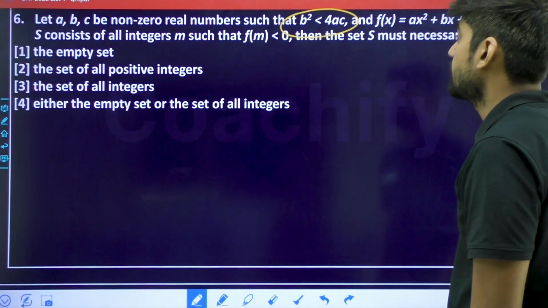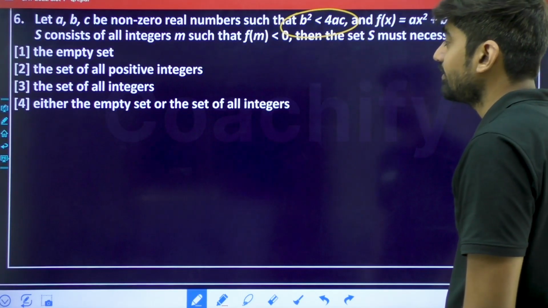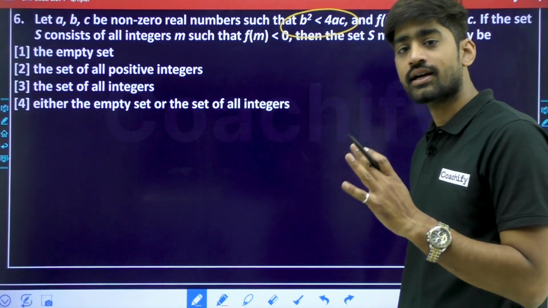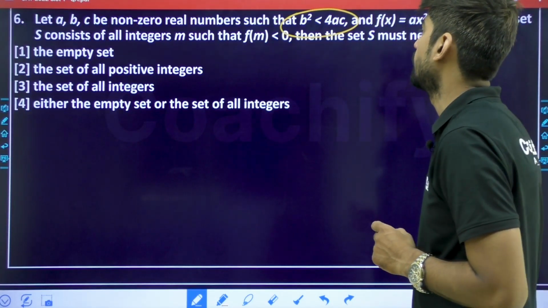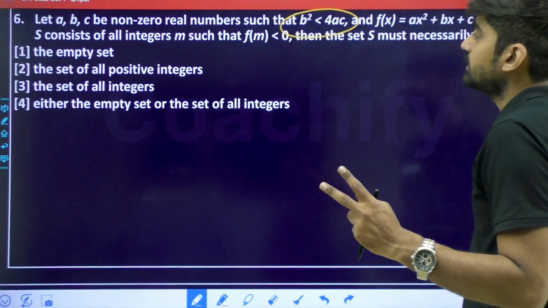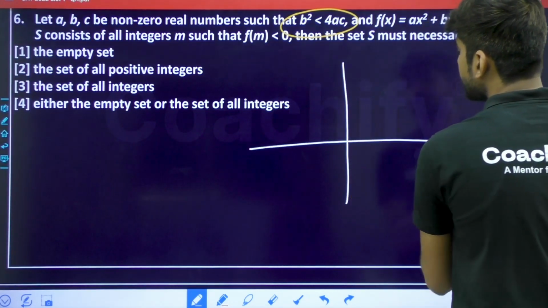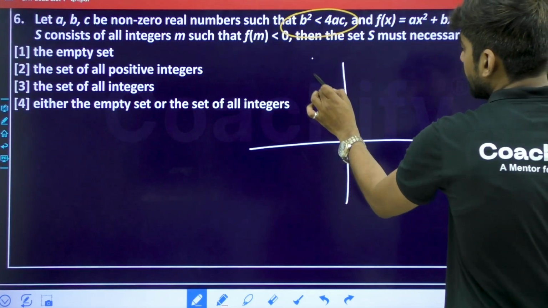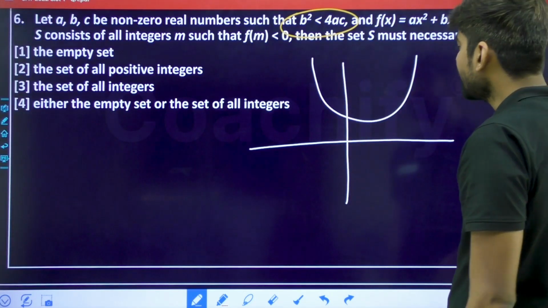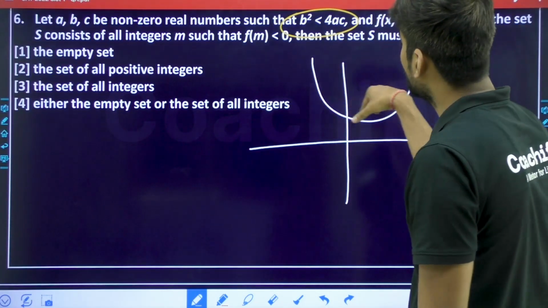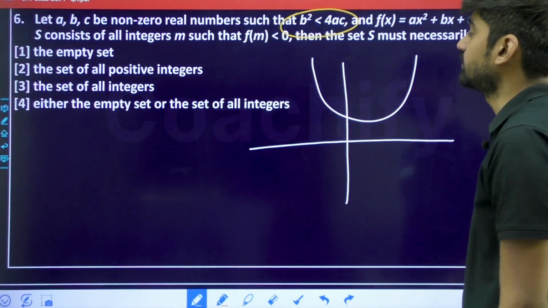And when it has imaginary roots, then my curve can never touch or cut the x-axis at all. So now I have two possibilities for my curve. One is that my curve will be drawn open upward. It can be here, it can be left, it can be anywhere, but it will open upward. This is my first possibility.